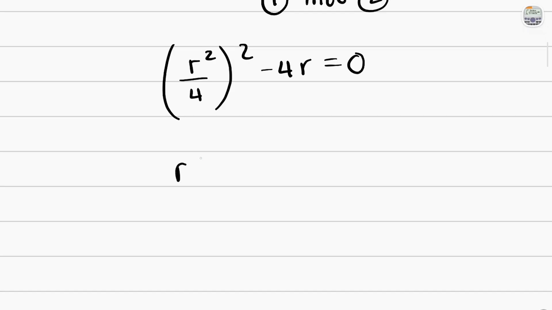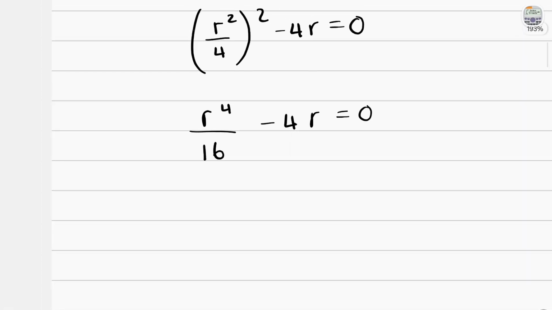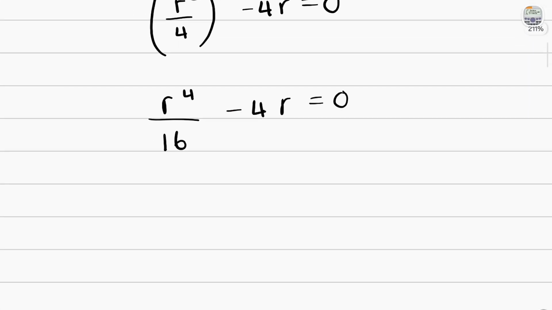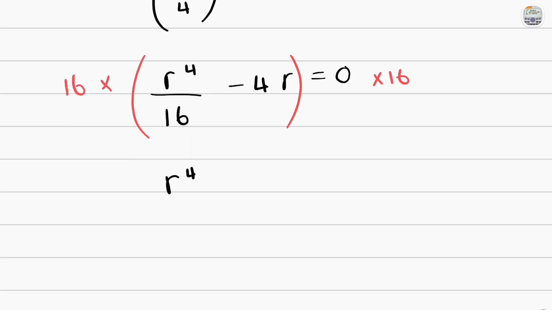Okay, so this is r to the power of 4 over 16, when it's squared, minus 4r equals 0. Okay, so to solve for r, we can take out r as a common factor immediately at this point. You can choose to also multiply both sides of the equation by 16 to get rid of that on the denominator. So times 16 and multiply by 16. And so this is r to the power of 4, and then 16 times 4 is 64. So this is negative 64r is equal to 0.